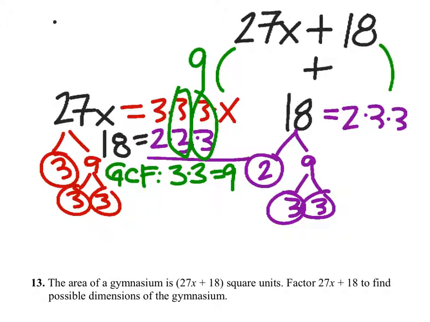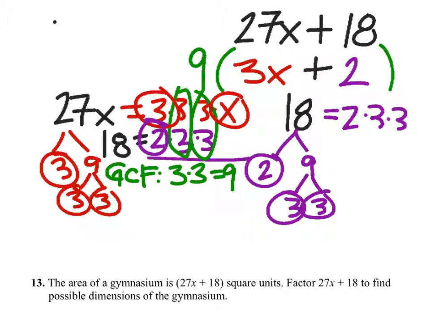And what was left over from the 27? Well, I had a 3 and an x. Bam. So that's left over from the 27x. And then from the 18, what's left over? I got this 2. Bam, there it is. Factored.